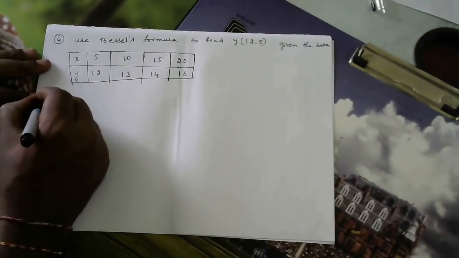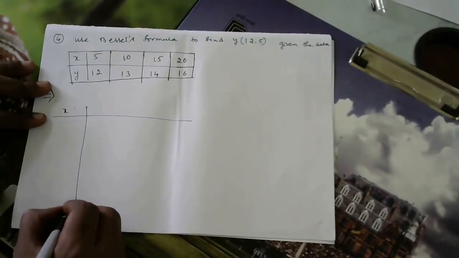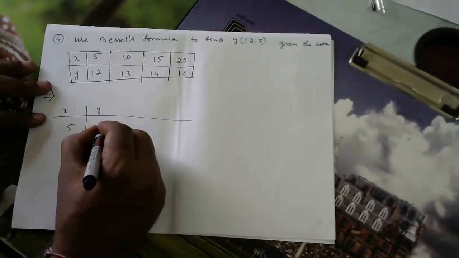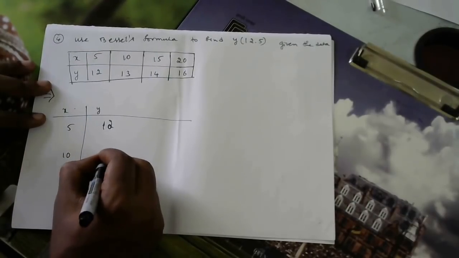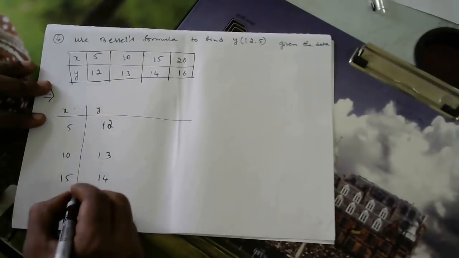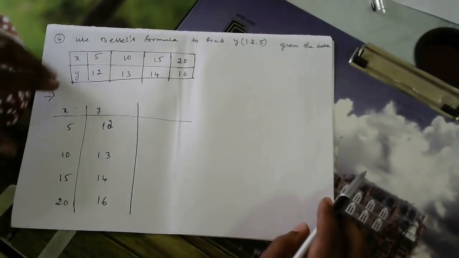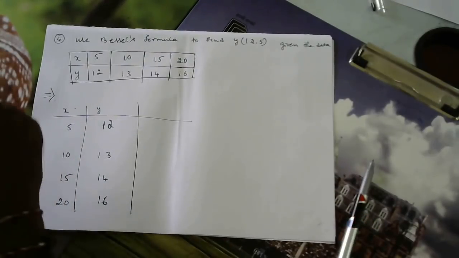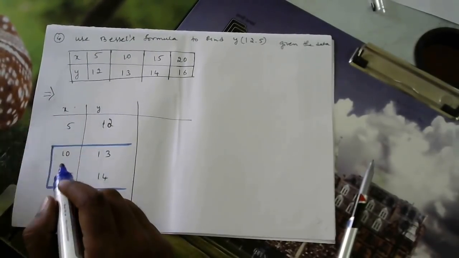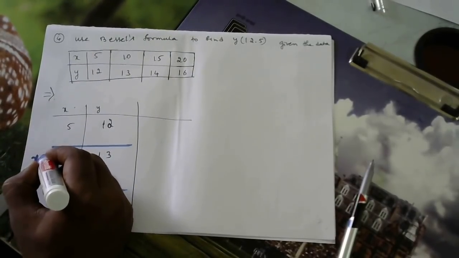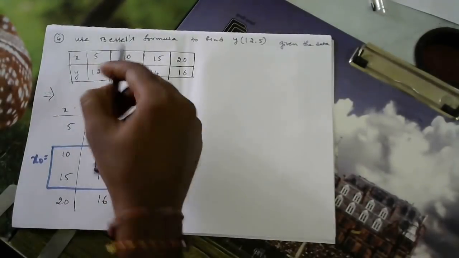Now the solution. So here x and y values. For 5 it is 12, for 10 it is 13, for 15 you get 14, for 20 you get 16. Now we have to use Bessel's formula. We have to find x naught, so find the middle value first. You get two middle values. For Bessel's forward, you have to take x naught as the first value.